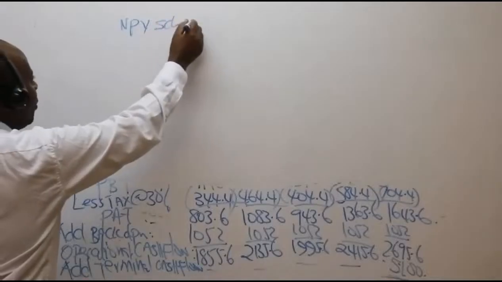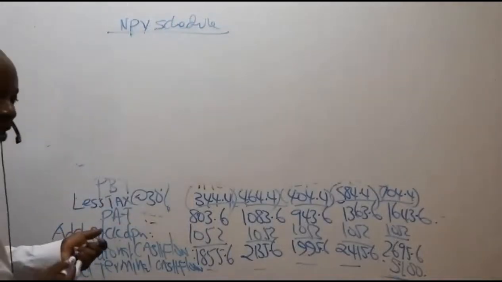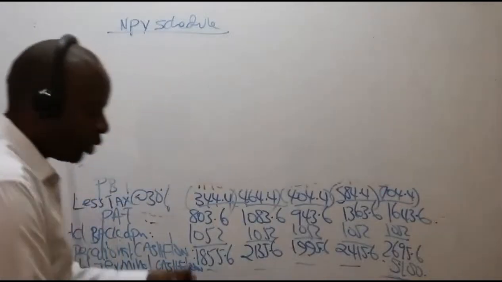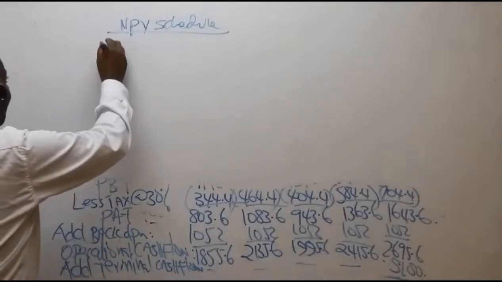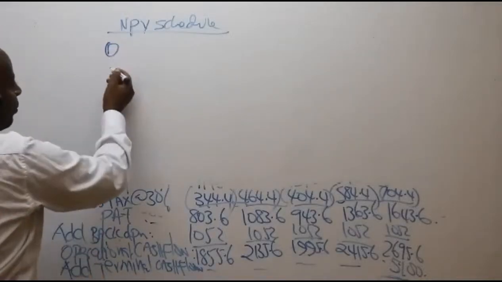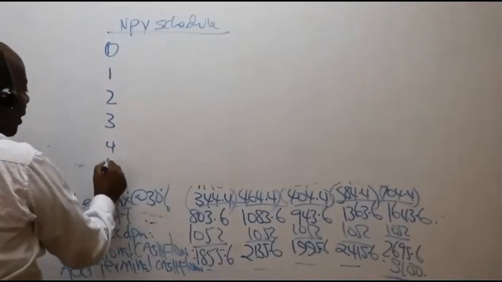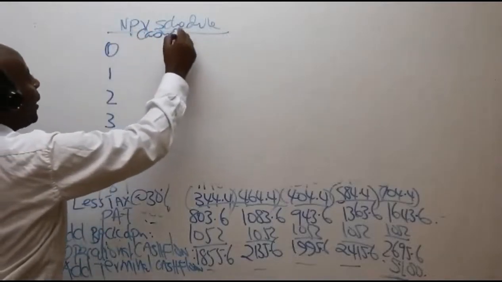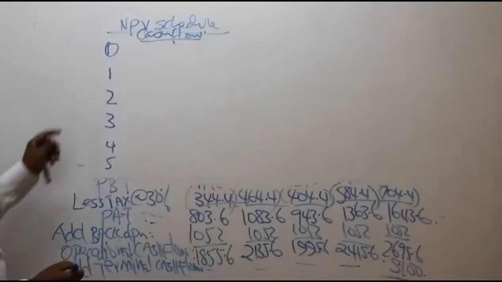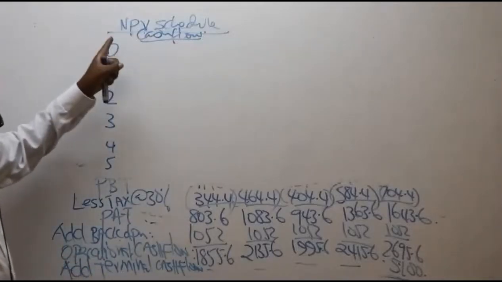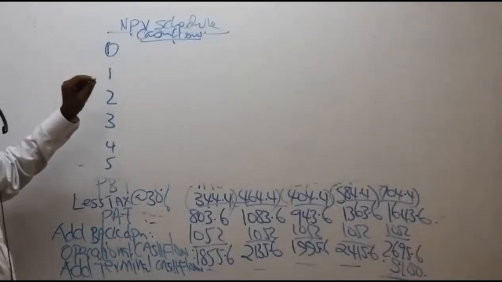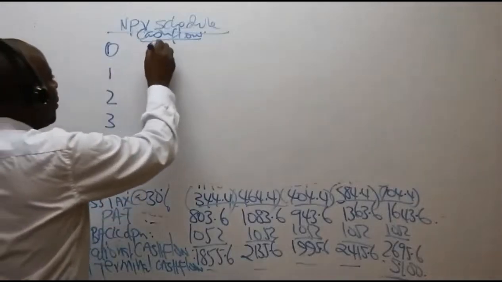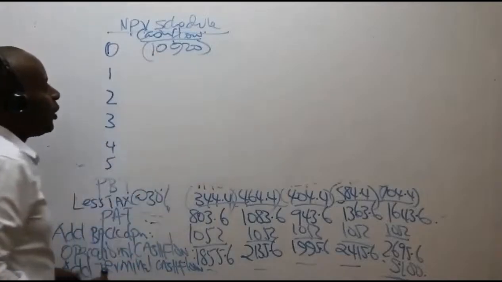So our net present value schedule, what do I have here? I have year 1, actually you can even begin from year 0. Year 1, year 2, year 3, year 4, year 5. So at year 0, do we have our initial outlay? Who is able to remember our initial outlay, our 10,920? So the 10,920 is an outlay. It has to be put in brackets like that.